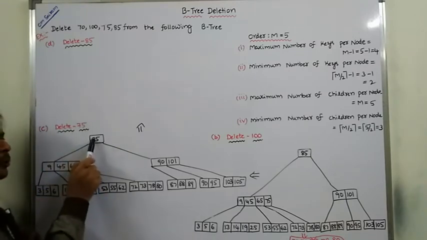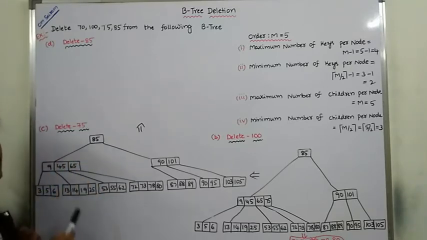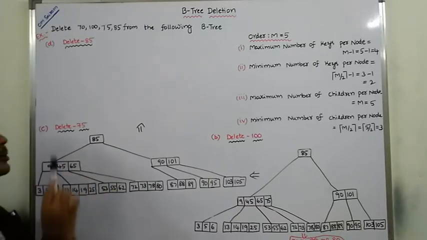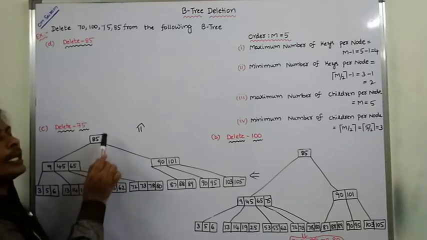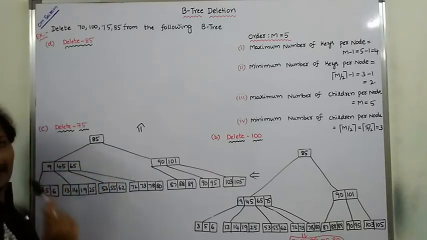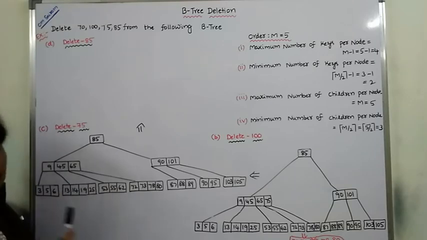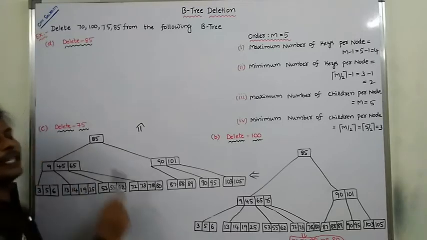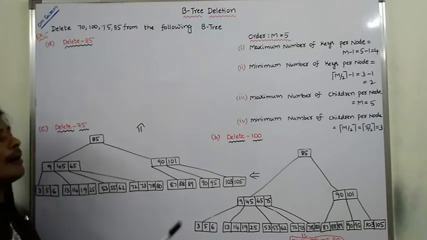This is a root node and it is also an internal node because it contains two children. So now, how are we deleting 85? 85 is in an internal node, so it can be replaced with either the in-order predecessor of that node or the in-order successor of that node.